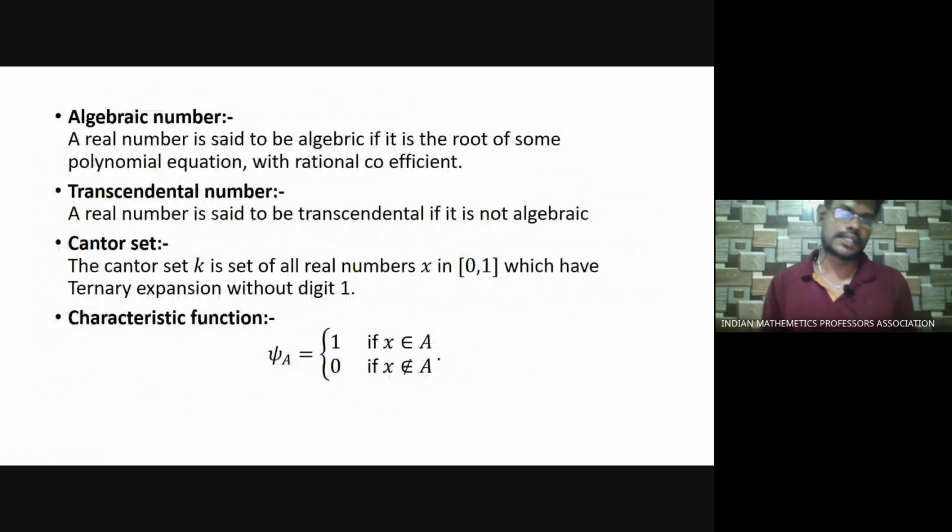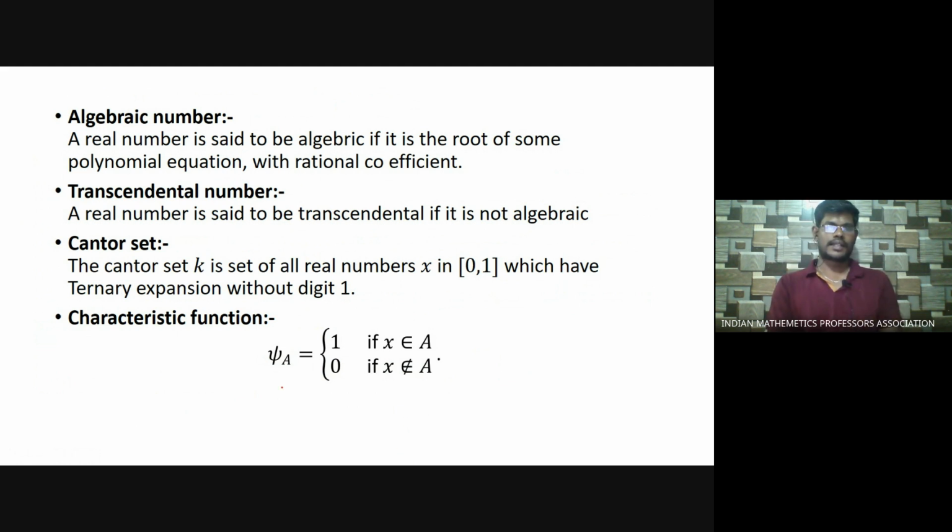And just, we can check, we'll see some important definitions. The first one, algebraic number. A real number is said to be algebraic if it is a root of some polynomial equation with rational coefficients. Okay, so if the polynomial equation contains rational coefficients, then that is called an algebraic number.